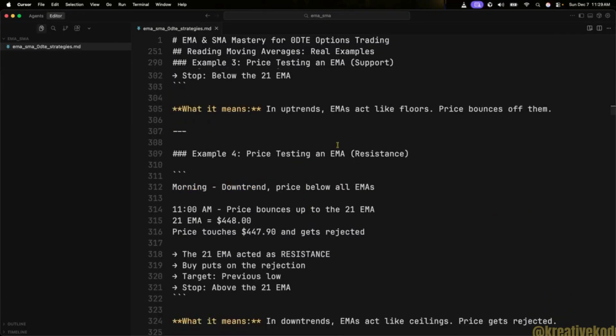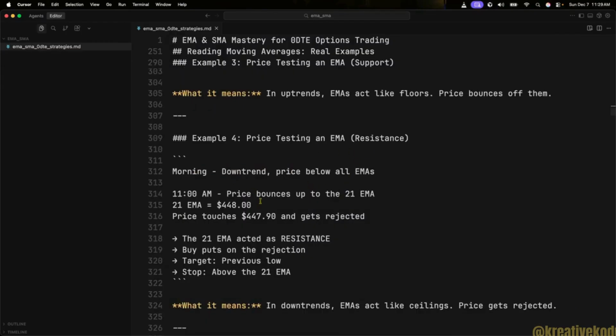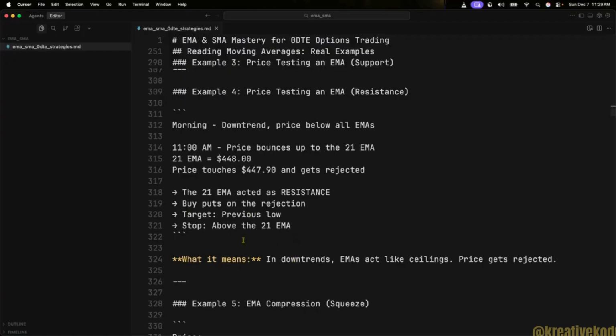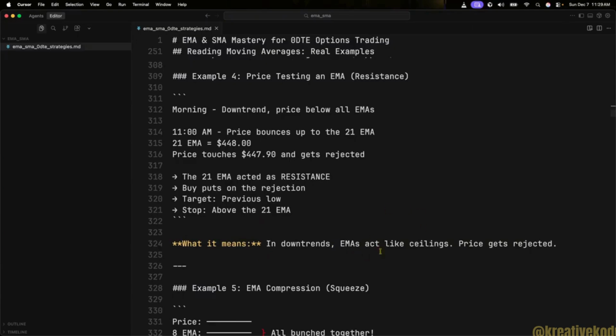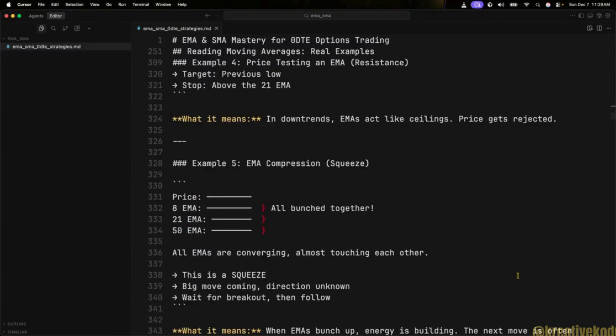Resistance, morning downtrend. All the prices are below the EMAs. At 11 a.m., the price bounces up to the 21 EMA. The 21 EMA is 448.50. The price touches 447.90 and gets rejected, right? That's when you see those wicks pull up. So if the 21 EMA acts as resistance, we buy puts on the rejection, target the previous low, and we stop when it gets above the 21 EMA. What this means is in a downward trend, the EMA acts as a ceiling and the price gets rejected.